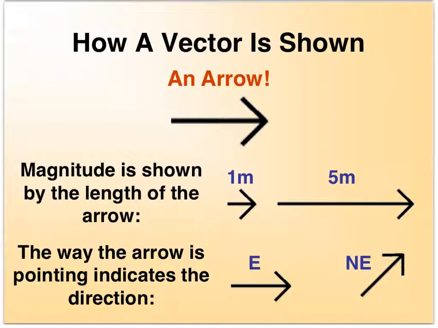Also, the direction that the arrow is pointing tells us the direction of the vector. And this is useful especially for making angles with the x-axis or with the y-axis. For instance, this is east, northeast. You could consider this to be maybe a 45-degree angle, maybe not, but it still helps us establish direction.